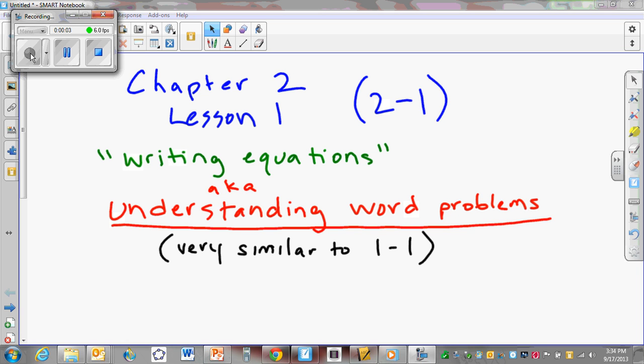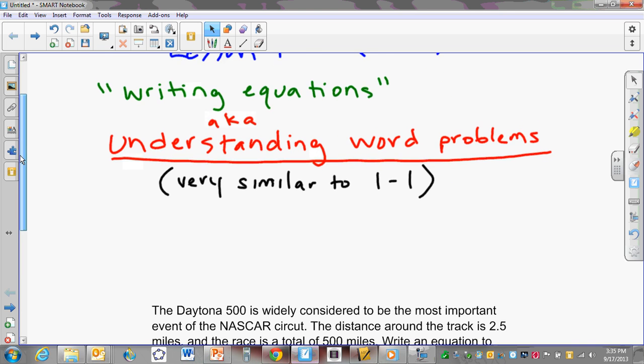This is Mr. Stumbaugh. We are on Chapter 2, Lesson 1, or 2-1. It is titled Writing Equations, but it's basically known as Understanding Word Problems. I know I hear a lot of complaints about word problems. Generally, it's because you have no idea what's going on. Hopefully, we can fix this. This chapter and lesson in particular is very similar to 1-1 when we were writing expressions, but there's a big difference. This time we now have an equal sign, and I will get to that.